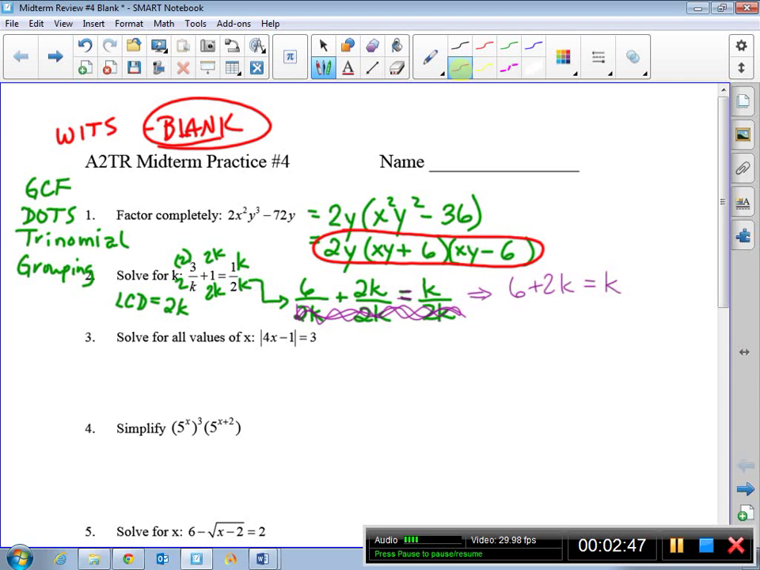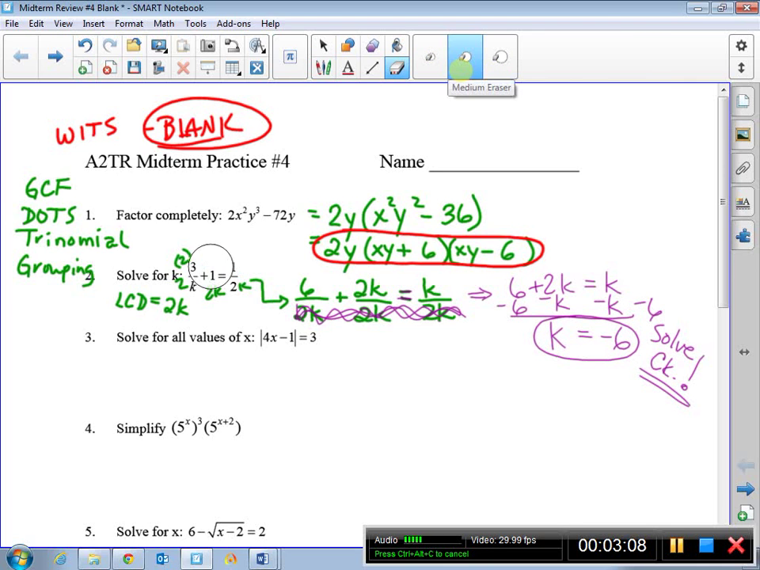I'm going to bring this k over so that I have a positive k here, and I'm going to subtract the 6 over. So k equals negative 6. Now anytime you solve something, you should check it. Make sure you did your work right. So we have a negative 6. I'm going to come back to the beginning here.